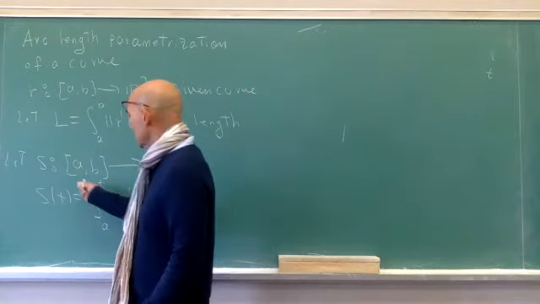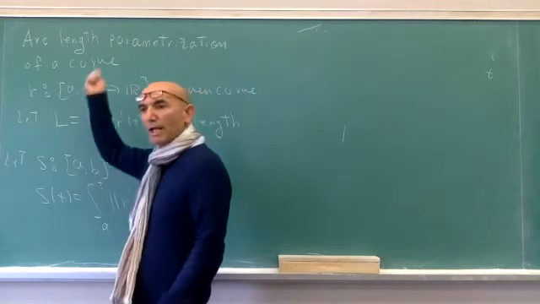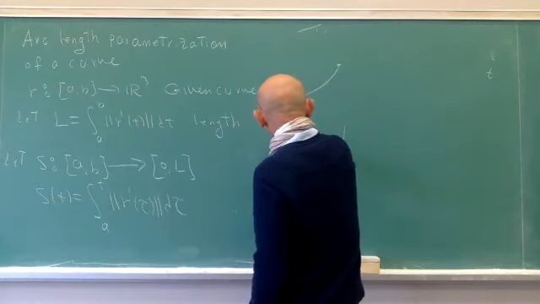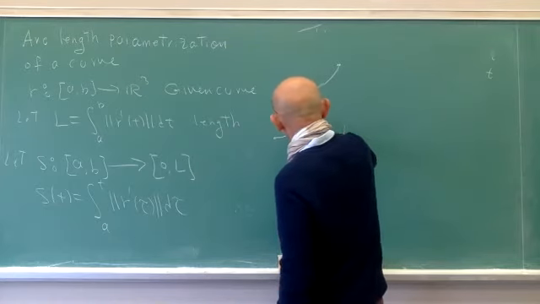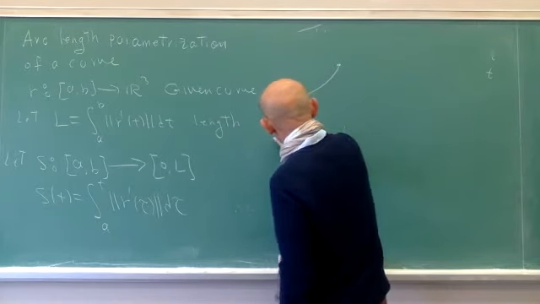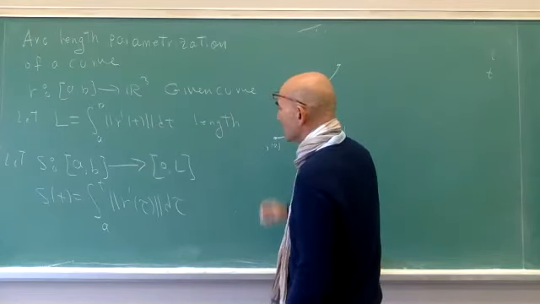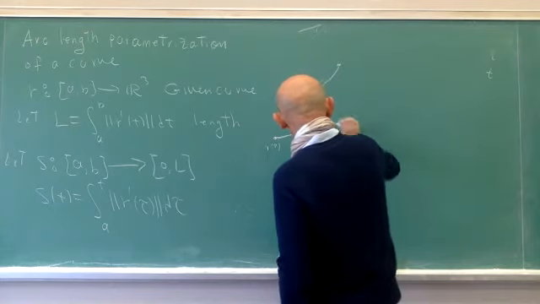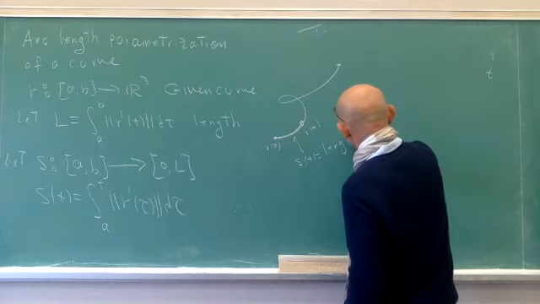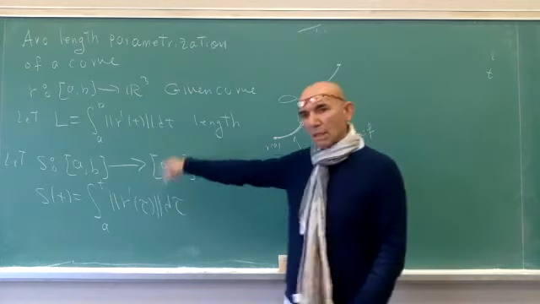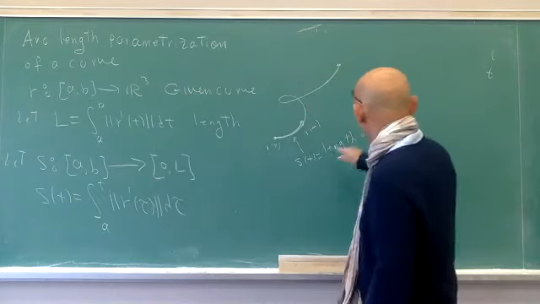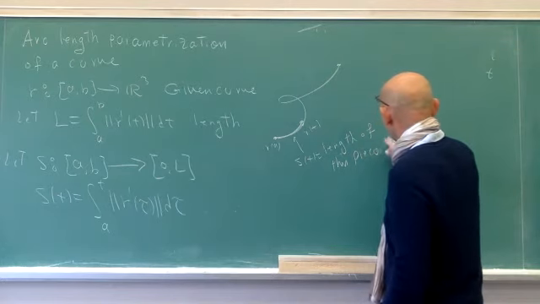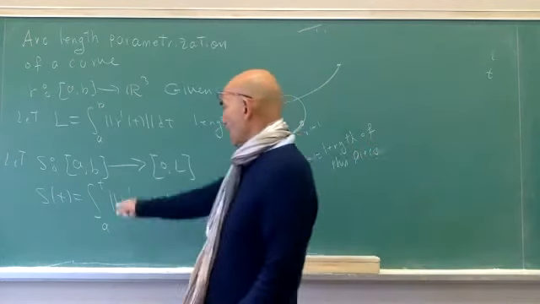This function from interval AB just measures the arc length, right? So this is a function which works like this. If you move up to point R of T, and here is R of A, right? So this function is S of T. S of T is equal to the length of this piece of the curve, right? Length of this piece. That's good.